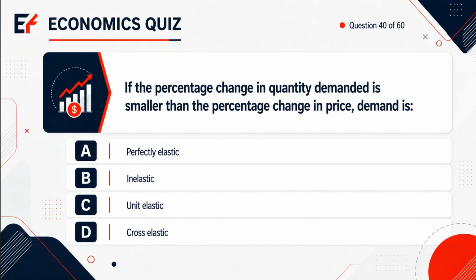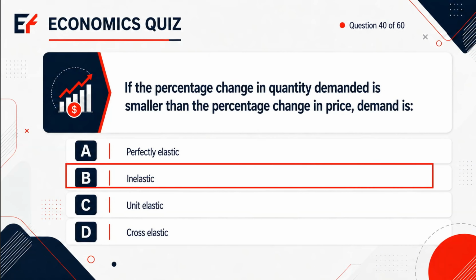Question 40. If the percentage change in quantity demanded is smaller than the percentage change in price, demand is A, perfectly elastic, B, inelastic, C, unit elastic, D, cross-elastic. The correct answer is B.